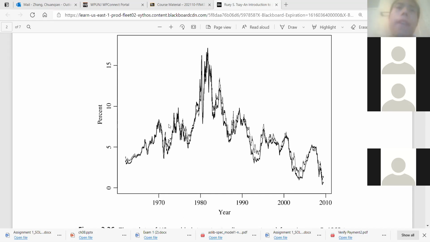Now, can you answer this question? Do you think this graph tells us that the 3-year interest rate is closely related to the 1-year interest rate? That means if I know the 1-year or 3-year interest rate, I can predict the other one. Do you think so? Do you think we can? Yeah. At first glance, we see that they move in tandem.